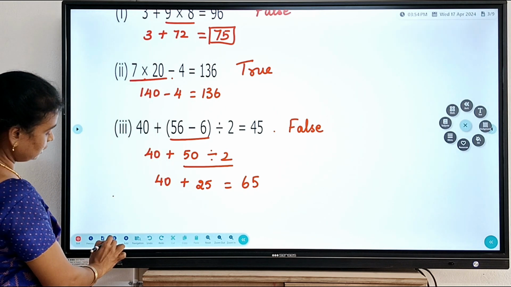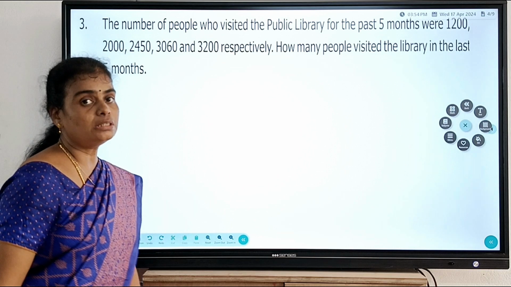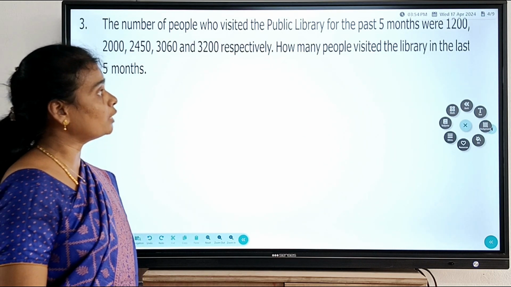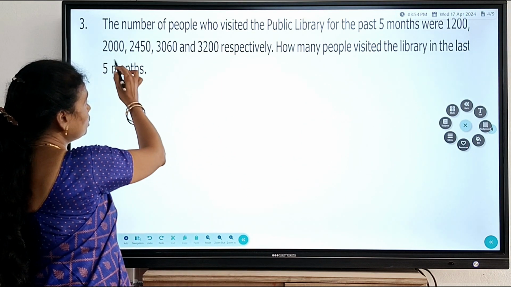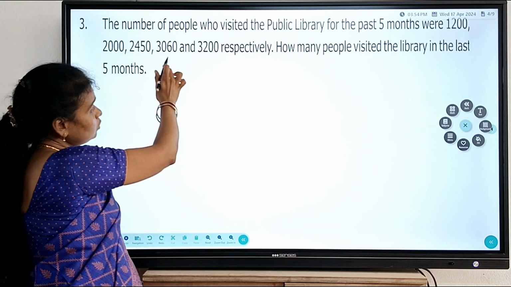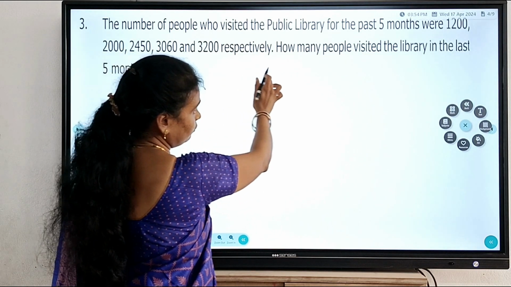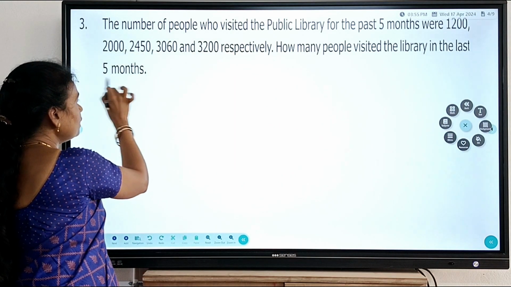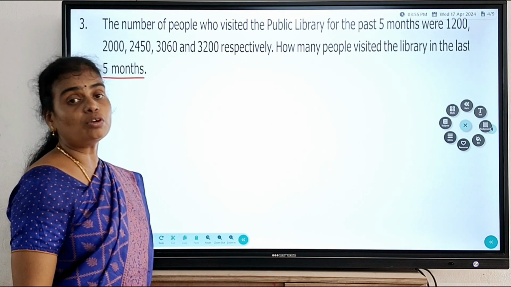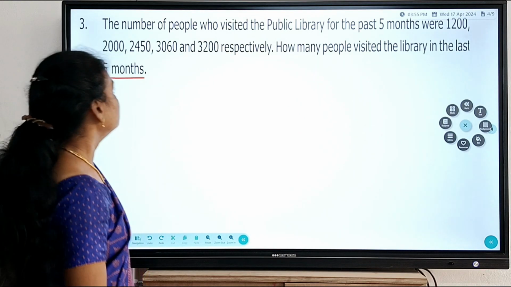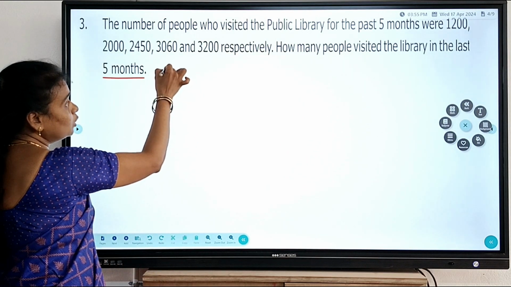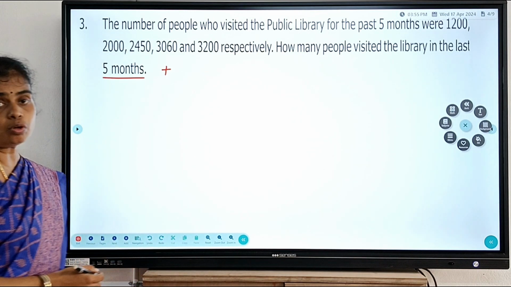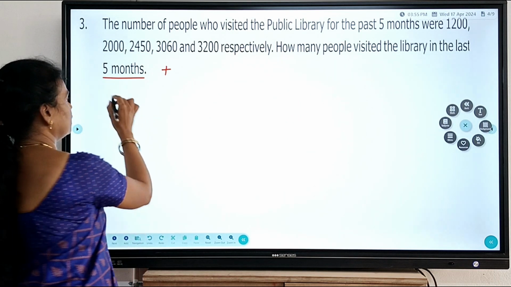So shall we move on to the next sum? Next one is a statement problem. The number of people who visited the public library for the past 5 months were 1200, 2000, 2450, 3060 and 3200 respectively. How many people visited the library in the last 5 months? So for all the 5 months you must calculate the total number of people who visited the library. So what has to be done here? The total has to be found out, so you must add all the numbers. And since this is a statement problem, you have to write the statement and then proceed.